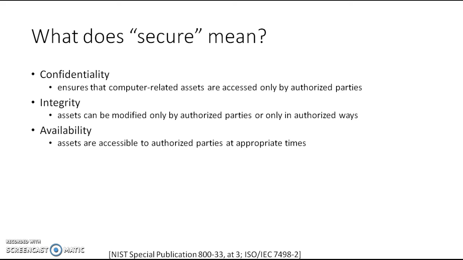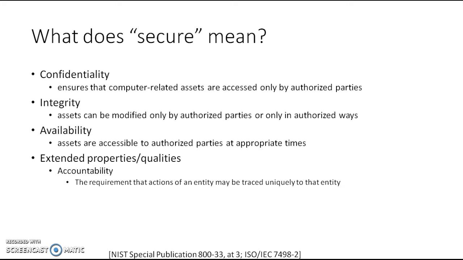Extended properties and qualities. What are the different extensions to the CIA? Before, the CIA was the main core of information security, but now there are some more important things with respect to information security. If you are studying that, that is accountability. The requirement that the action of an entity may be traced uniquely to that entity.